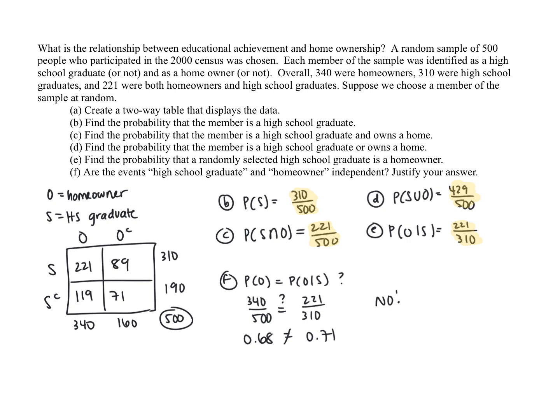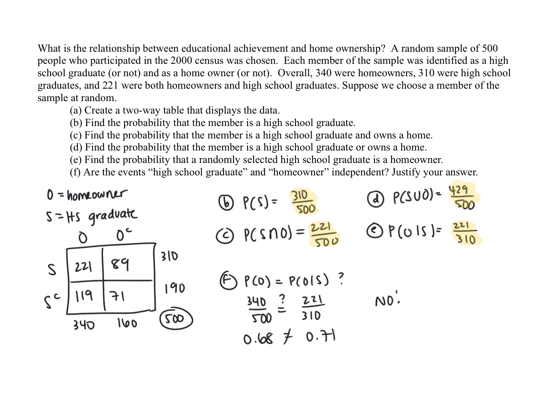Now for E, find the probability that a randomly selected high school graduate. So that's a given. We're only looking at high school graduates. Out of the 310 high school graduates, how many are homeowners? That's 221. And then for F, that's not the only way to answer that. I wanted to do the least amount of work possible, so I wanted to use the probability that I already had. I already had the probability of O given S.